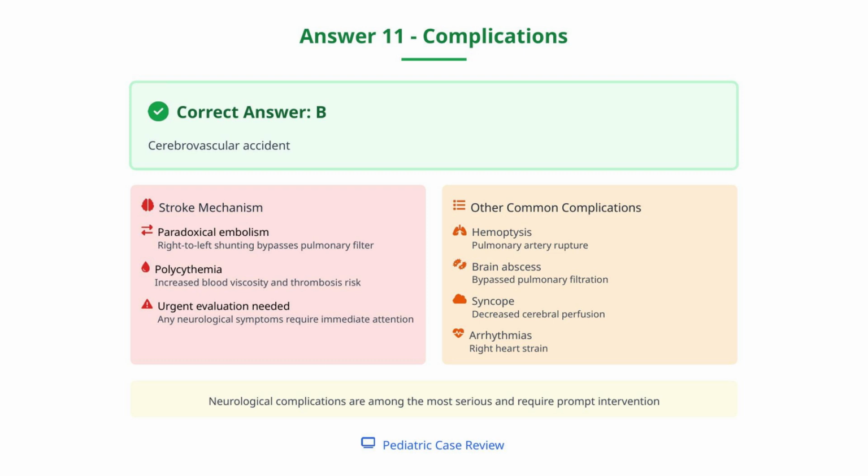Additionally, the secondary polycythemia associated with chronic cyanosis increases blood viscosity and thrombosis risk. Other common complications include hemoptysis from pulmonary artery rupture, brain abscess due to bypassing of the pulmonary bacterial filter, syncope, and arrhythmias. Any neurological symptoms in a patient with Eisenmenger syndrome warrant urgent evaluation and management.